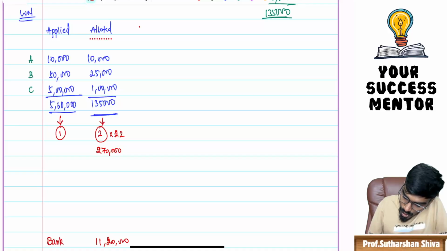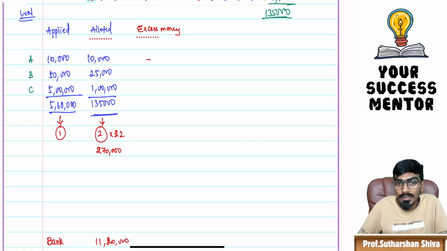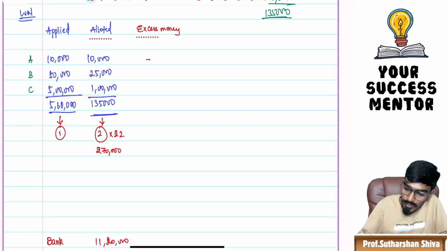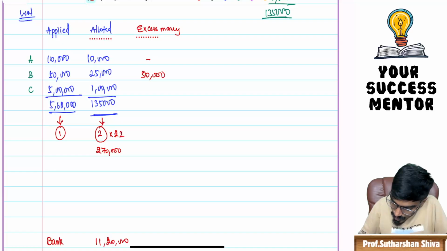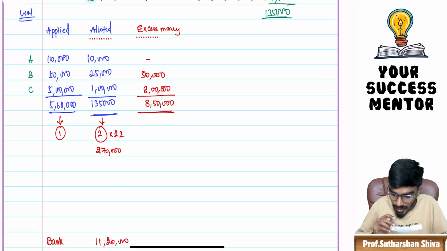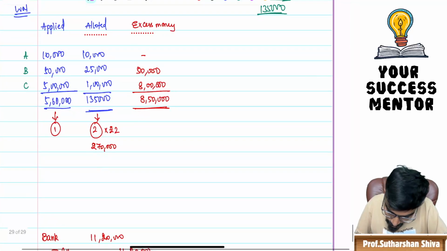Now, how much is the excess money? Is there any excess money with category A? No, sir. How much is the excess money with category B? 50,000, sir. 25,000 into 2, which is going to be 50,000. How much with category C? 4 lakh into 2. 8 lakh 50 is the excess money we are having. Now, in category B, they clearly say they are going to adjust towards allotment. Correct?